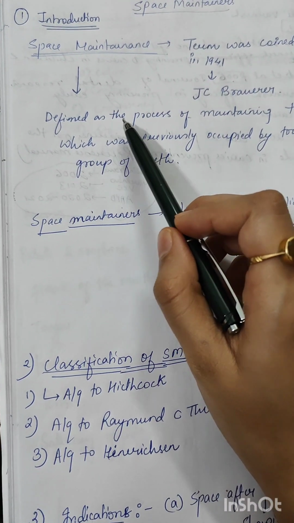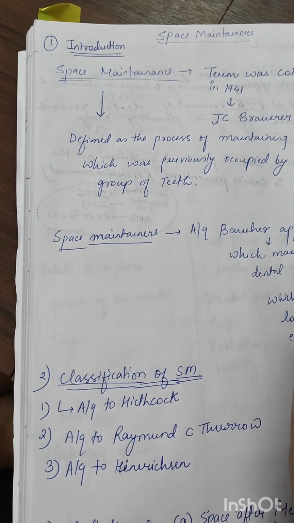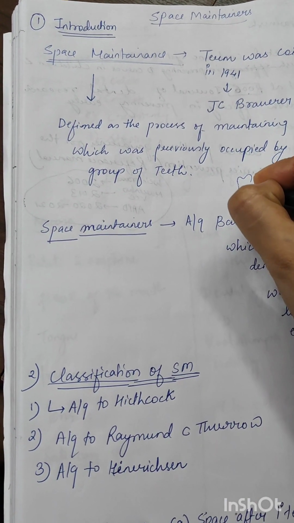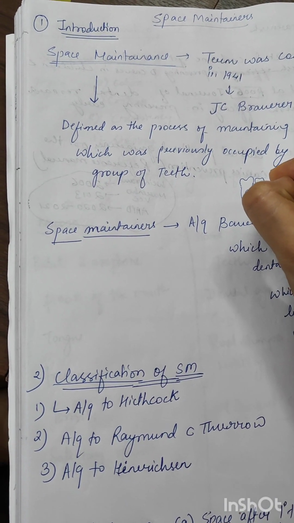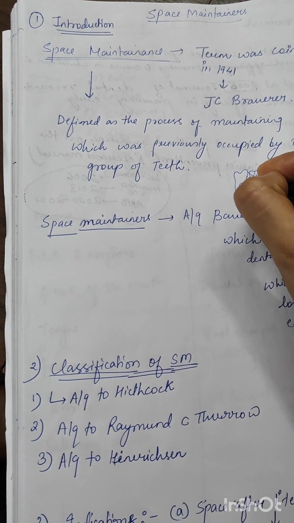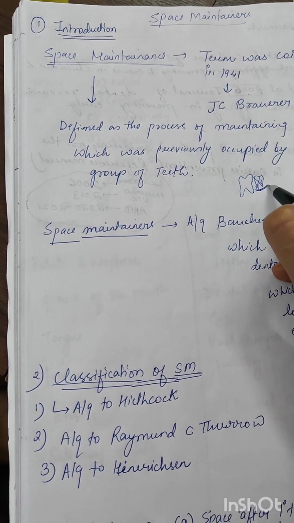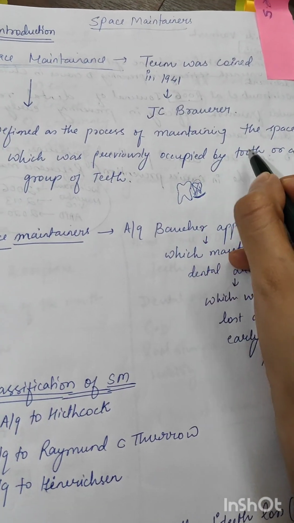He defined it as the process of maintaining the space which was previously occupied by a tooth or a group of teeth. This is my tooth. Now there is a premature exfoliation of this, so here the space will be created. So it is a process of maintaining the space which was previously occupied by a tooth or a group of teeth.